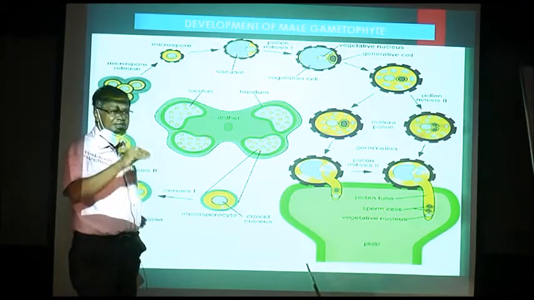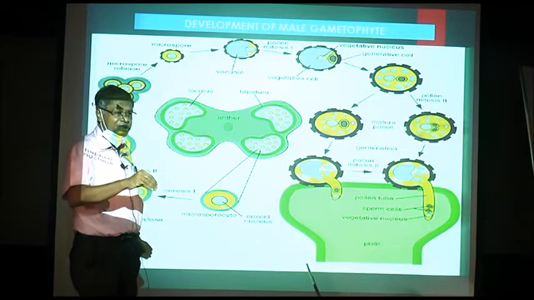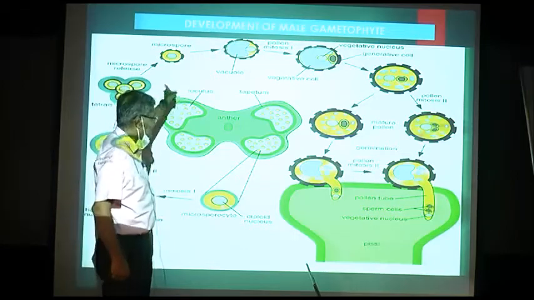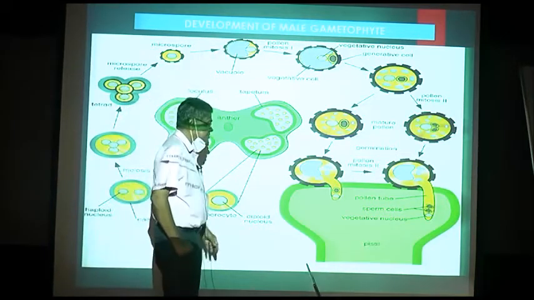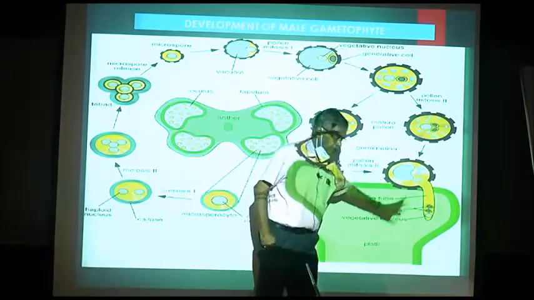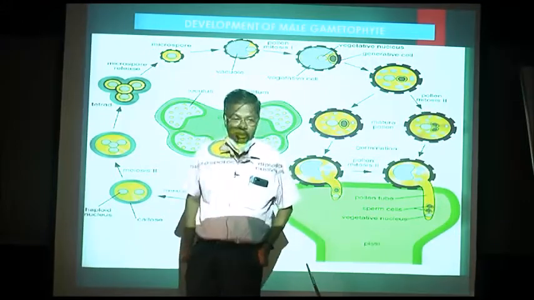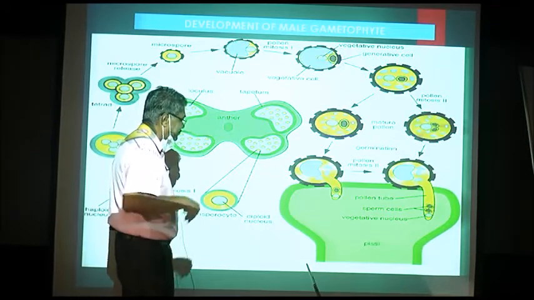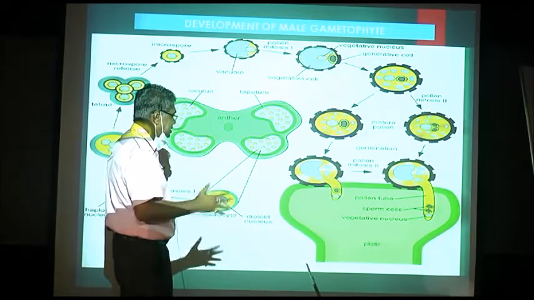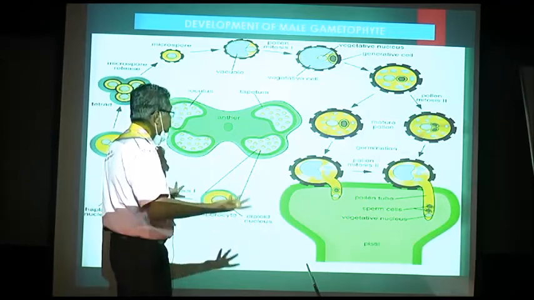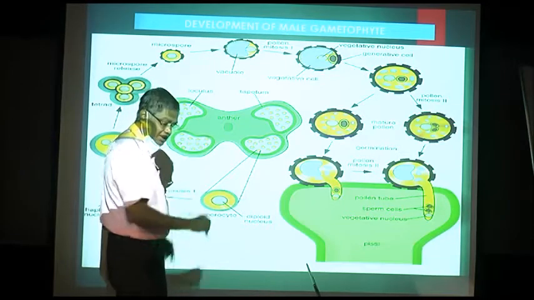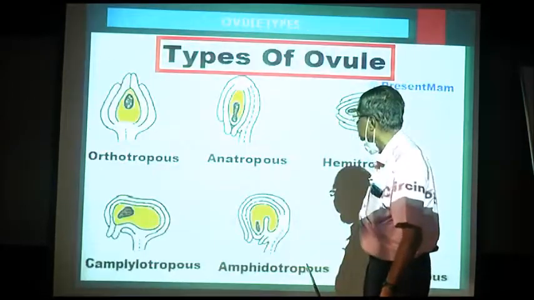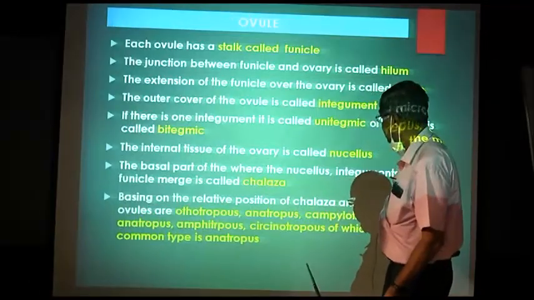This is the phase where the haploid generation, or gametophytic generation, starts. Now this gametophytic generation ends after three nuclei are formed, that is the tube nucleus and two male nuclei, and after fertilization the gametophytic phase is over. So that short period is the male gametophytic phase in the life cycle of an angiosperm.